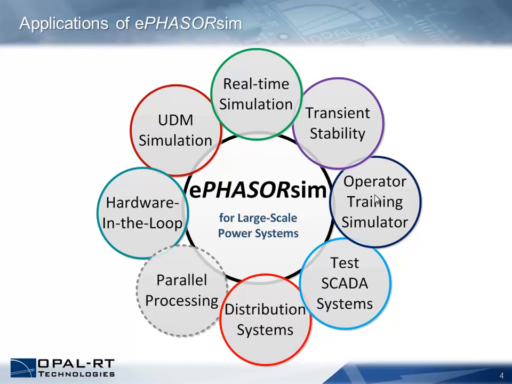It does participate in hardware in the loop. There is a dashed line here for parallel processing, which is something that is in the kitchen, but it's not ready out of the oven yet. But that would allow us to bring the performance even further, so that you can then talk about networks that span maybe a continent, a pan-European grid, for example.